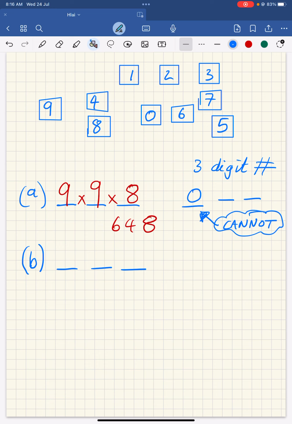Okay, part B now. Well, we do actually have to fix this one. It says end in 5, so we can actually move that digit there and stick it in here. There's only one way to fill that last slot, all right? So I'm going to put another box here. There's only one way of filling that last slot, right? It has to be the digit 5.